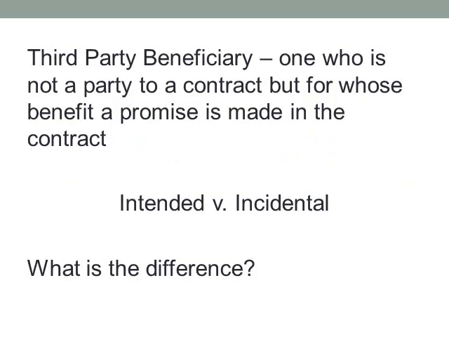So we move on to third-party beneficiaries. The parties to a contract can intend at the time they make the agreement that the contract performance directly benefits a third party. We can totally do that. So we call a third-party beneficiary one who is not a party to a contract, but for whose benefit a promise is made in the contract.